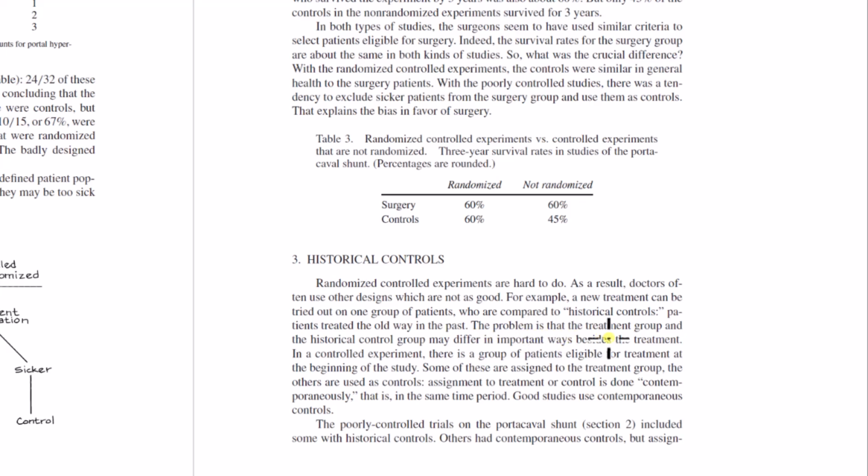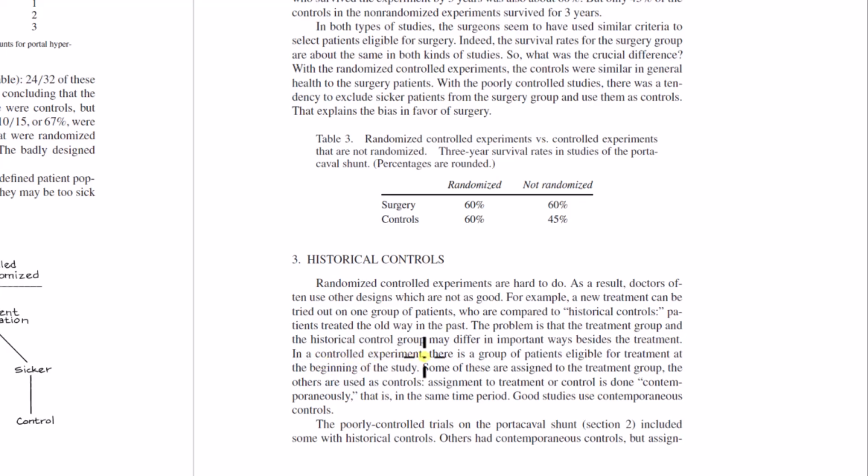The problem is that the treatment group and the historical group may differ in important ways besides the treatment. But maybe they don't. Maybe you can use a historical control. Depends on the accuracy you need. It just depends, right? You have to be smart and analyze each situation.